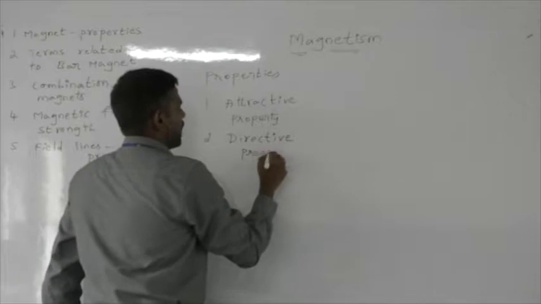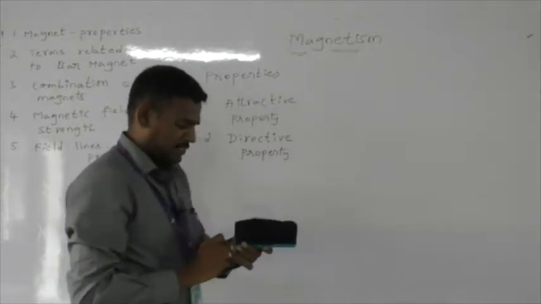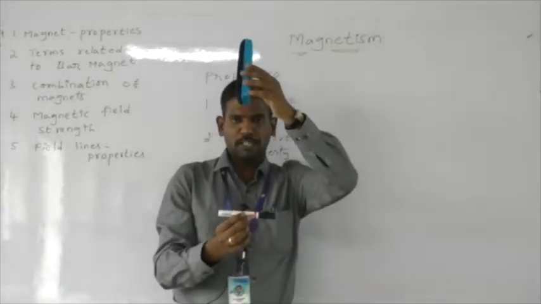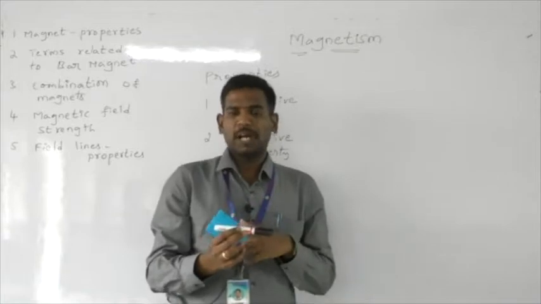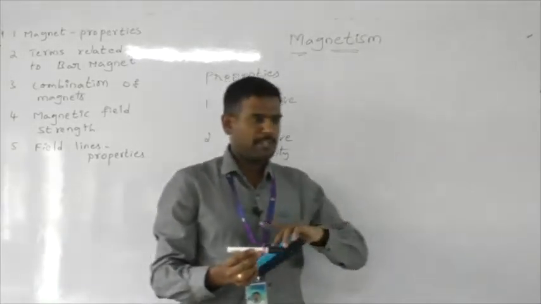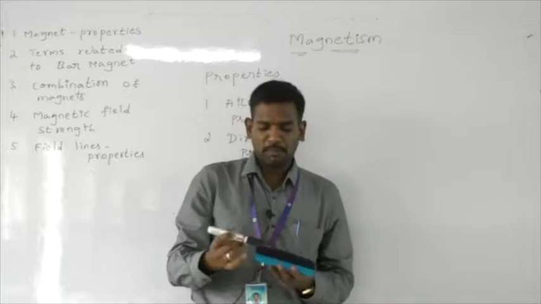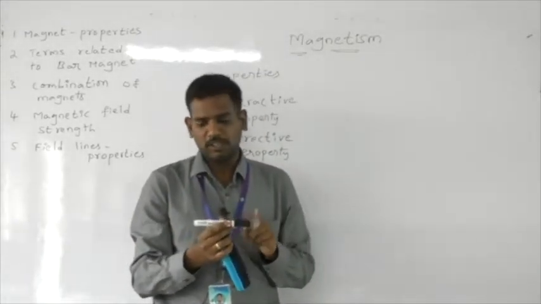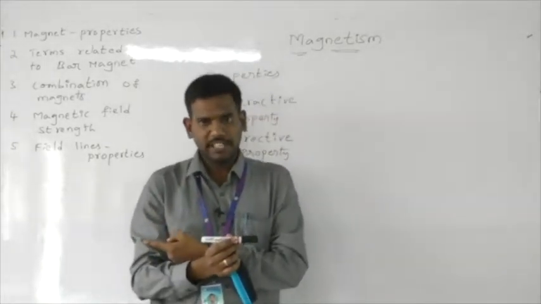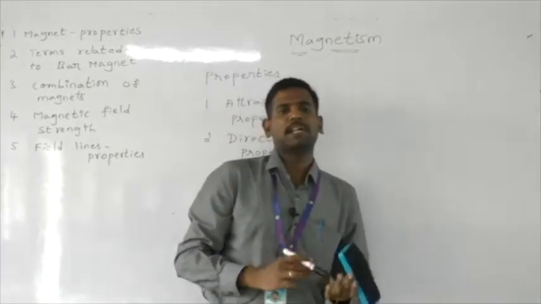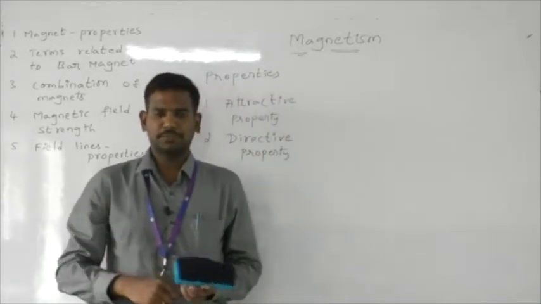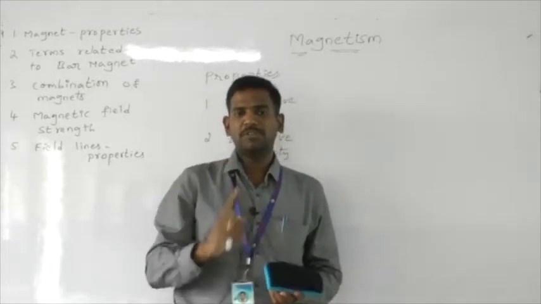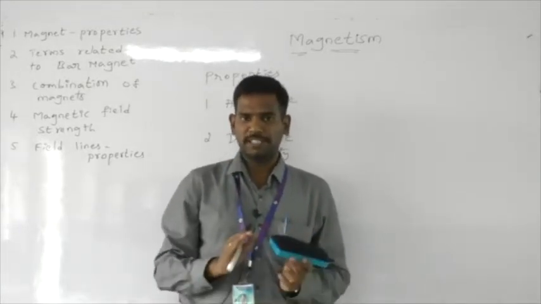If any bar magnet is suspended freely, let us suppose this is a bar magnet that I suspended freely with the help of a small rope, then what will happen? It will come to rest aligned in the direction of north and south. The end which is showing towards the north direction will be called the north pole. The end which is pointing towards the south direction will be called the south pole. So every bar magnet will have 2 poles, north pole and south pole, and no magnet will be available with a single pole. That means unipole magnets are not available in this universe.